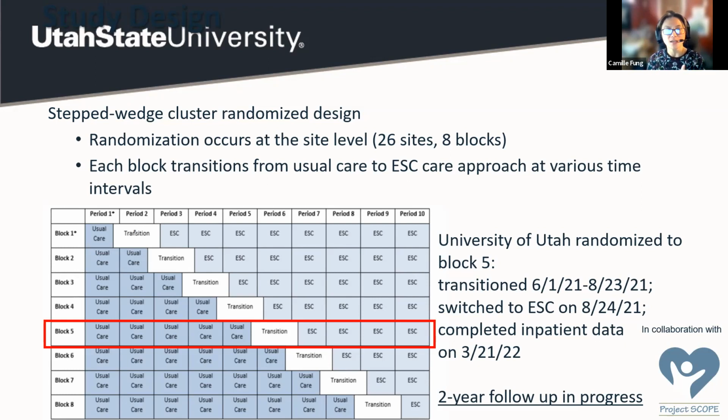And as you can see, the way it's done is that, instead of doing a randomized trial where you're blinded to what treatment, that doesn't really work in this kind of a setting. So basically our control is our own institutional control before ESC, and then the treatment arm would be after we switch over to ESC. And right now, all of the inpatient data is done. We're in the 2-year follow-up process.